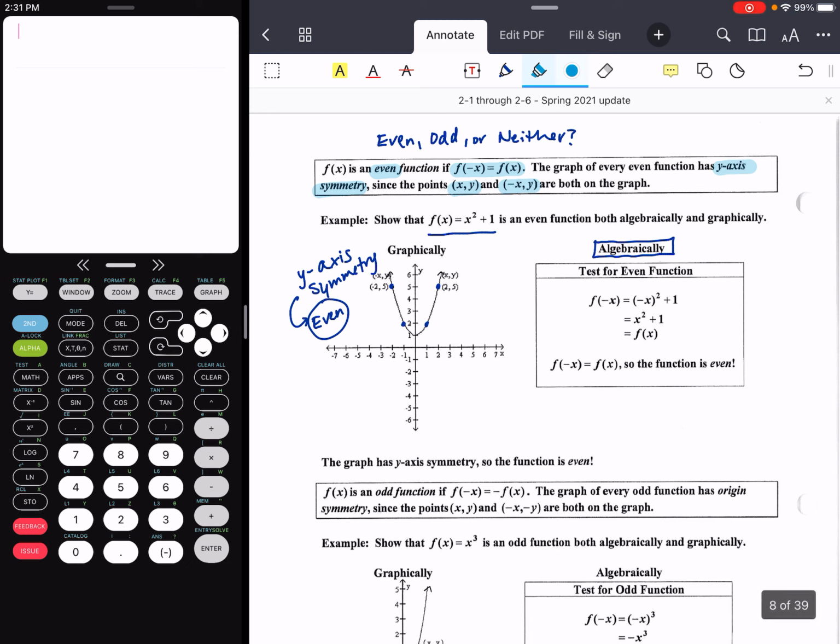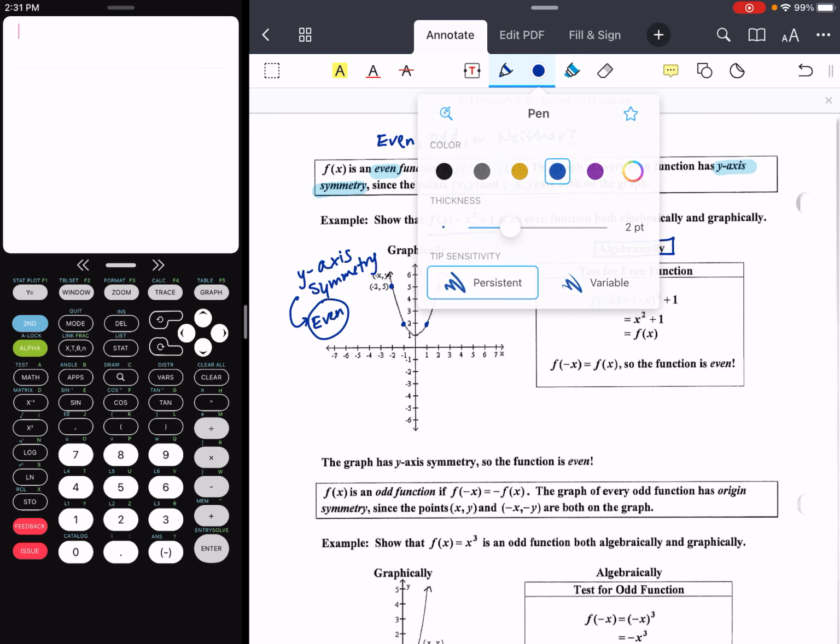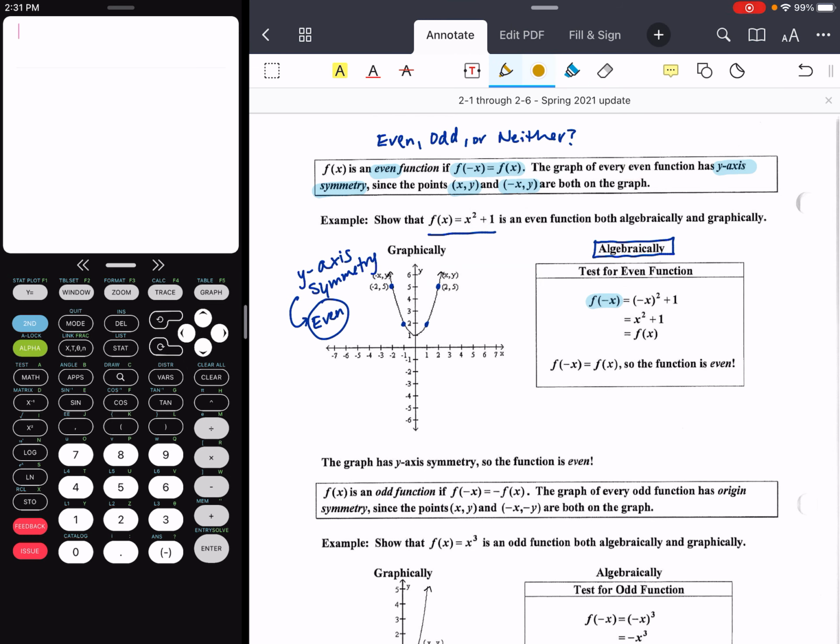Okay. So to show that this is an even function, first I'm going to find f of negative x. So to find f of negative x, I'm going to take my f of x function, f of x equals x squared plus 1. Anything that happened to x will now happen to negative x, because now we're finding f of negative x. So this will be negative x in parentheses squared plus 1.